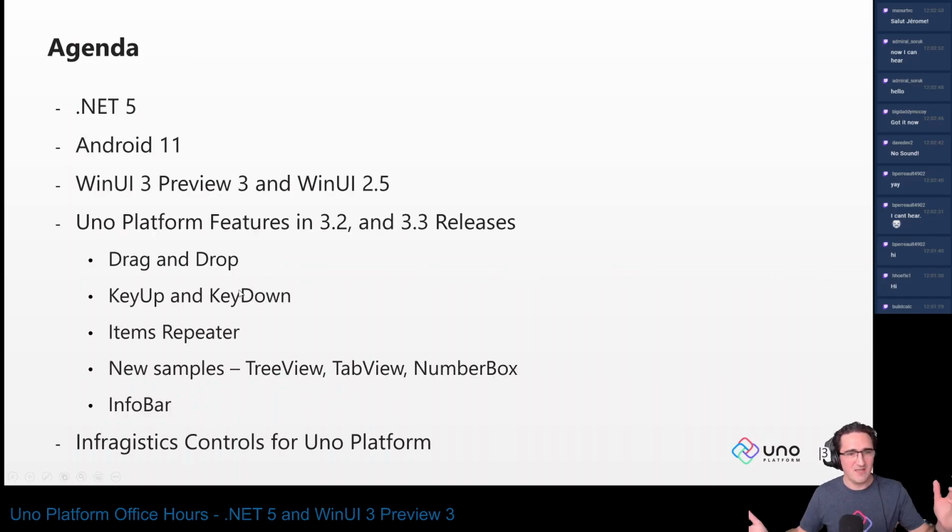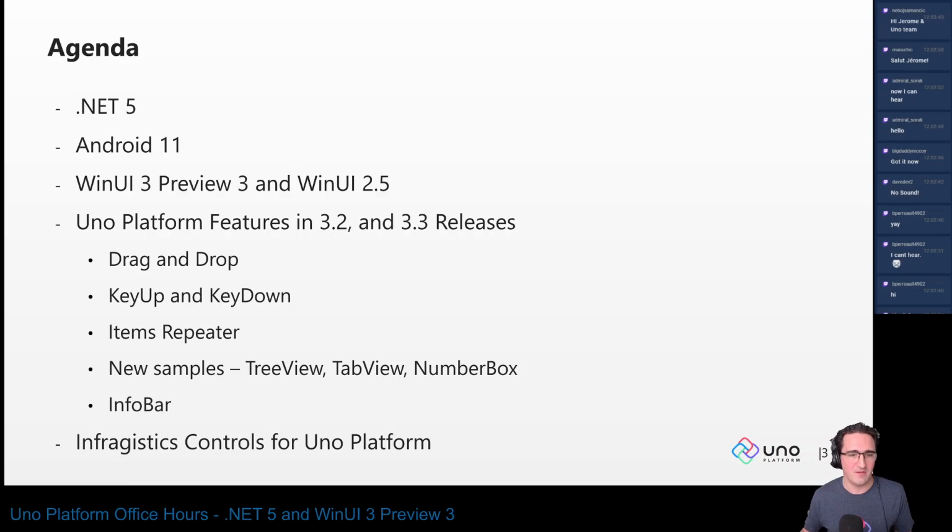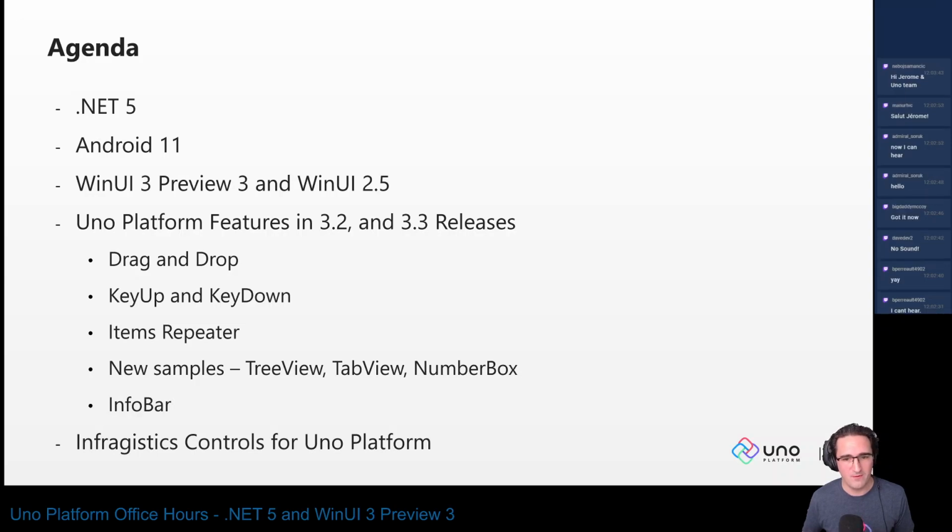About the agenda, we're going to be talking about .NET 5, a bit of Android 11, which we added recently, WinUI 3, WinUI 3 Preview 3 and WinUI 2.5, with some of the features that we added recently. Features in 3.2, 3.3, with a bit of drag and drop and key up and key down and ItemsRepeater. Those are the features that we added recently in .NET 5. I may not go into the details of all those, but I'm going to be talking about all that.